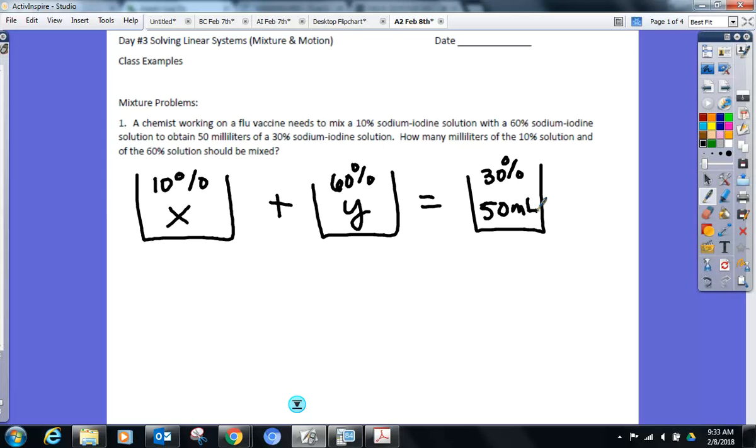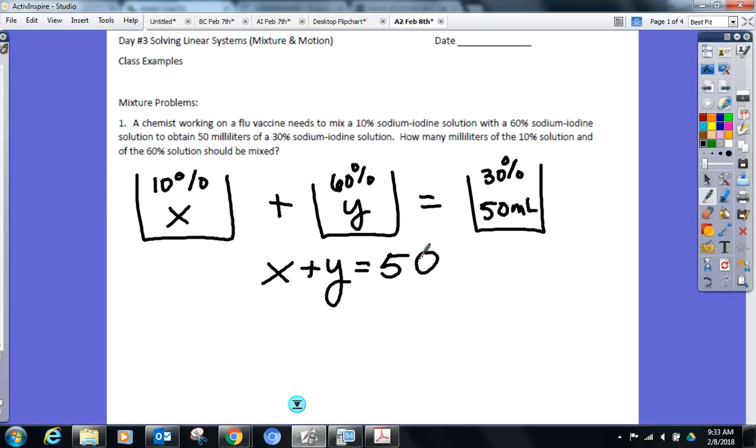Well, let's set up the first equation. The amount of 10% plus the amount of 60% has to give me how much? 50. X plus Y equals 50. All right, X plus Y, I need 50 milliliters total. Where does the second equation come from?